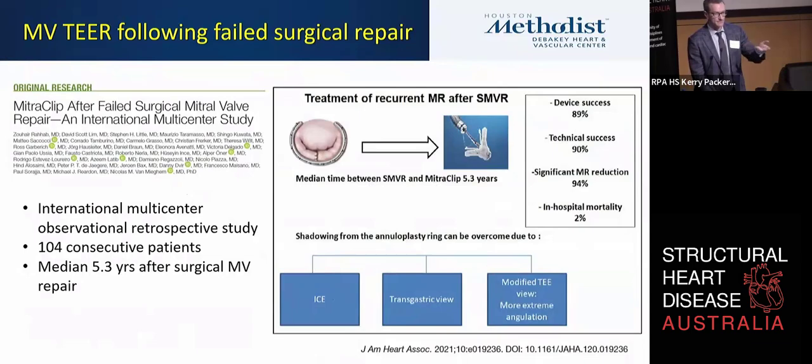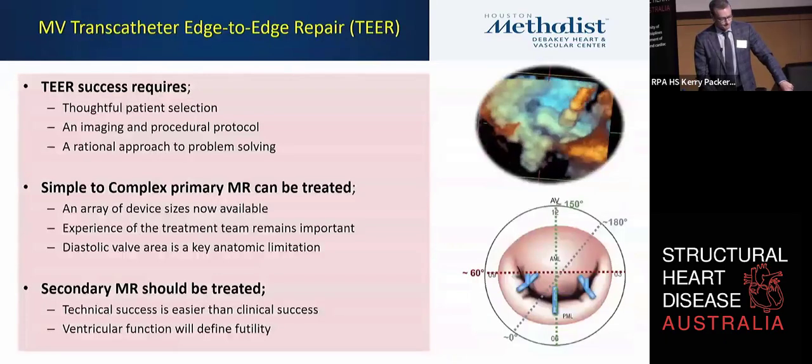P2 has to be there to clip it. But if they have not had a P2 resection or a significant A2 resection, generally just an undersized ring, then it is possible to do edge-to-edge repair following surgery. So again, a patient group that was excluded from Everest, but we're expanding the scope of who can be treated with these transcatheter therapies.